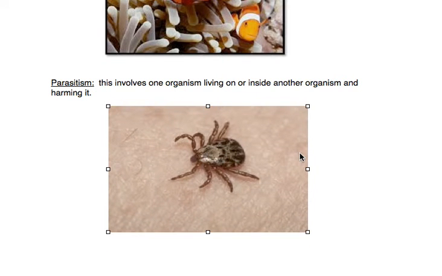So here's a tick on a person. They get a meal from the person, and the person gets its blood taken away and possibly gets some sort of terrible disease like Lyme. And another example I have of parasitism.